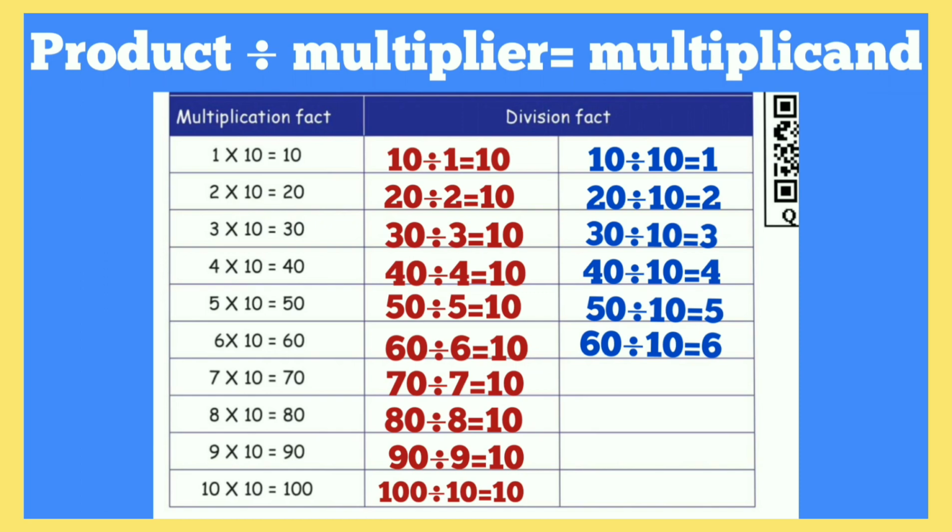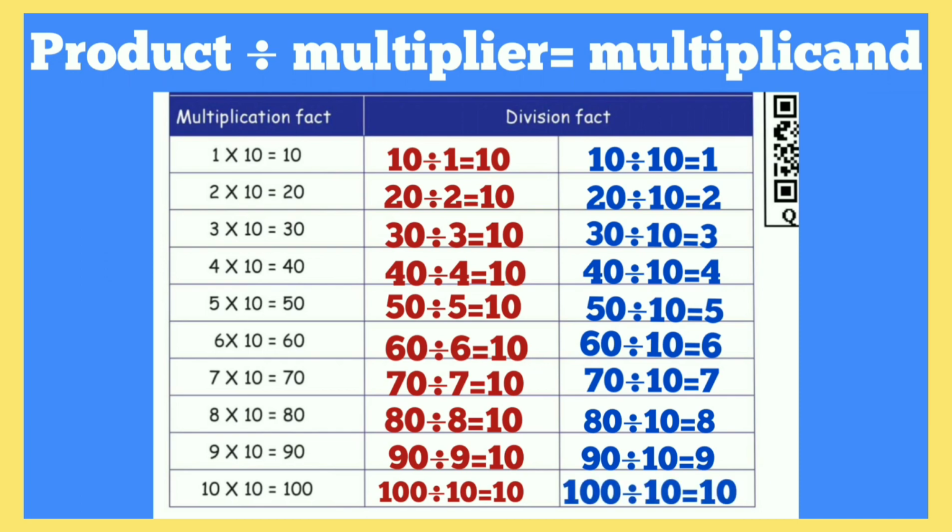60 divided by 10 equal to 6. 70 divided by 10 equal to 7. 80 divided by 10 equal to 8. 90 divided by 10 equal to 9. 100 divided by 10 equal to 10.